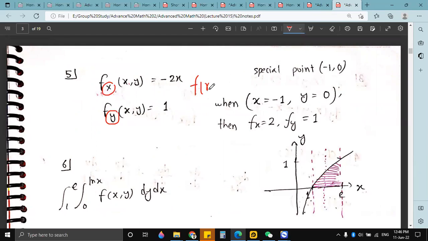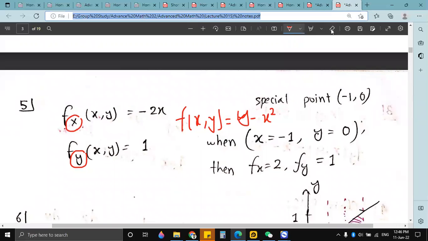F of x y equals y minus x squared. So the partial derivative of y minus x squared with respect to x: for x squared we take the power down and decrease the power by 1, giving 2x. We treat y as a constant because this is the partial derivative with respect to x, so that constant becomes 0, and the partial derivative of minus x squared with respect to x is minus 2x. So that's why I have written here minus 2x.